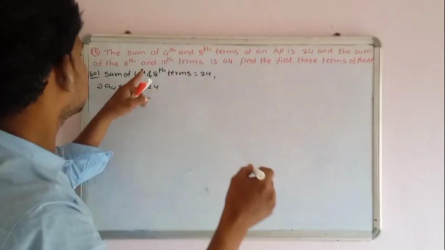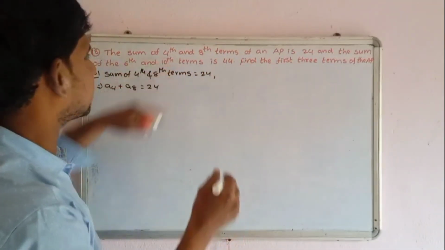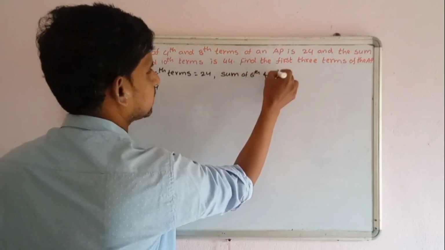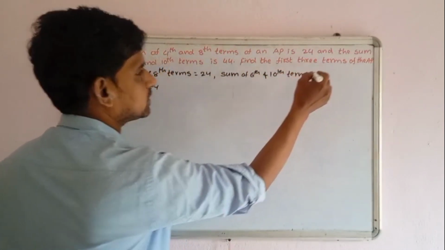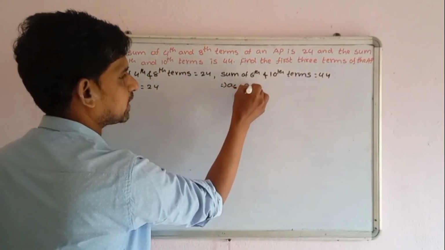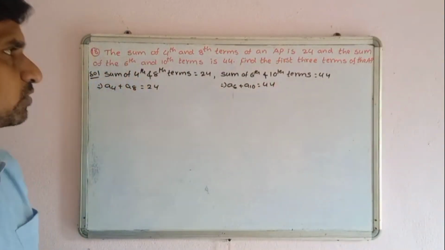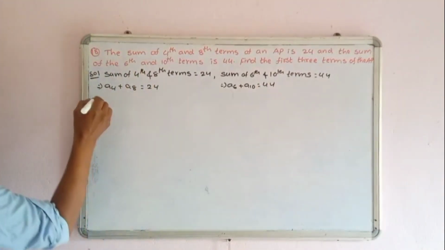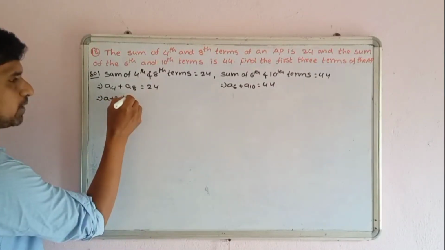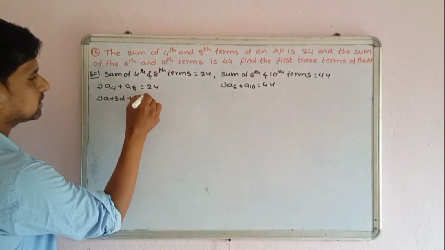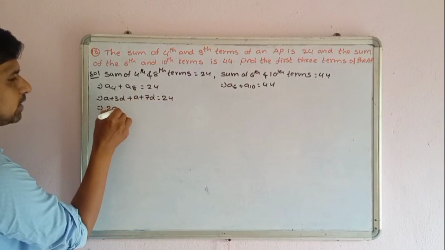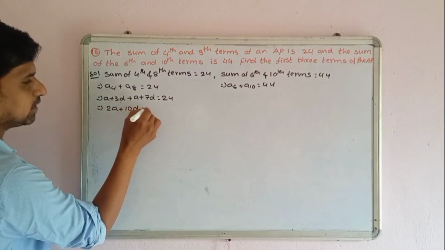And one more condition is there. Sum of 6th and 10th terms is 44. 6th means A6, 10th means A10, equals 44. This is the given condition. Now first find the values of first 3 terms. A4 is nothing but a plus 3d, plus A8 is a plus 7d equals 24. Now a plus a is 2a, plus 3d plus 7d is 10d equals 24.